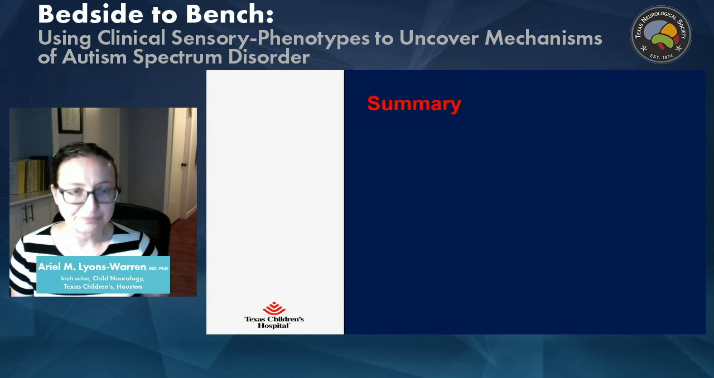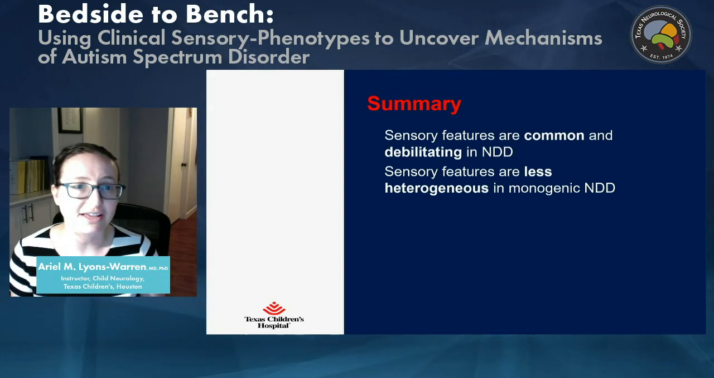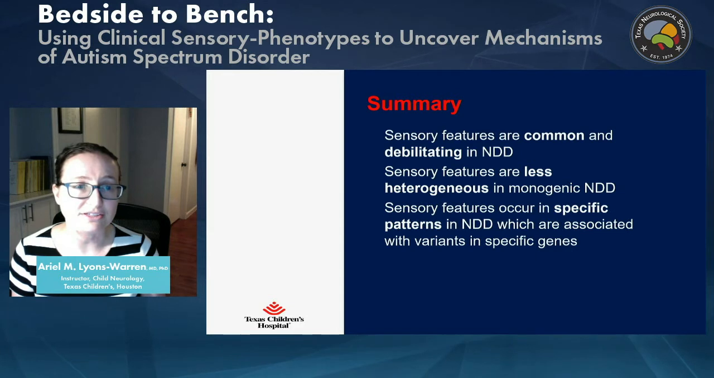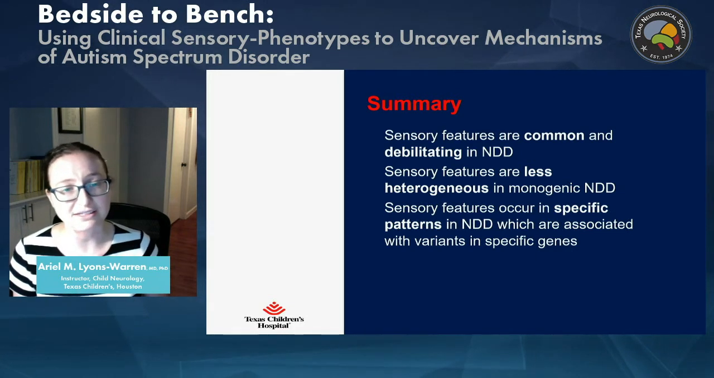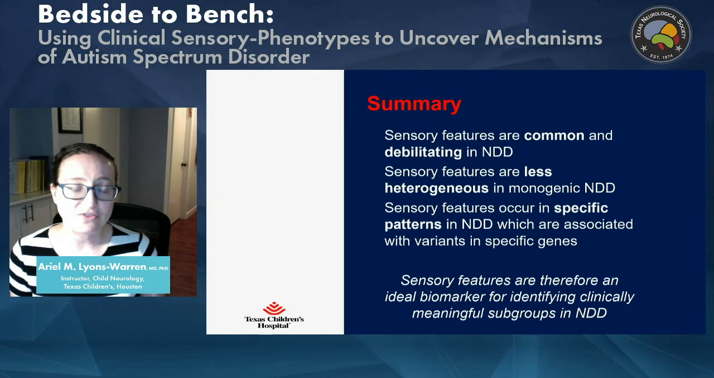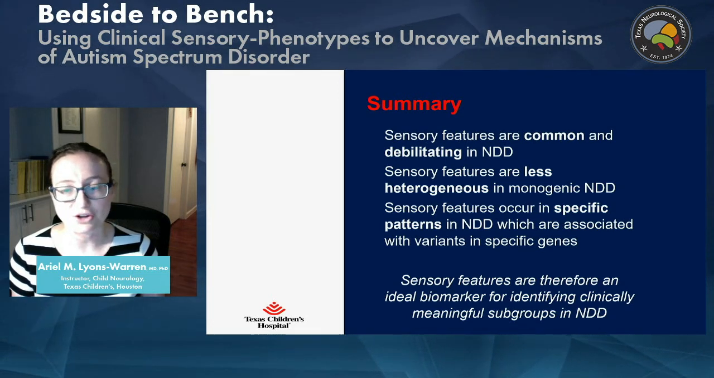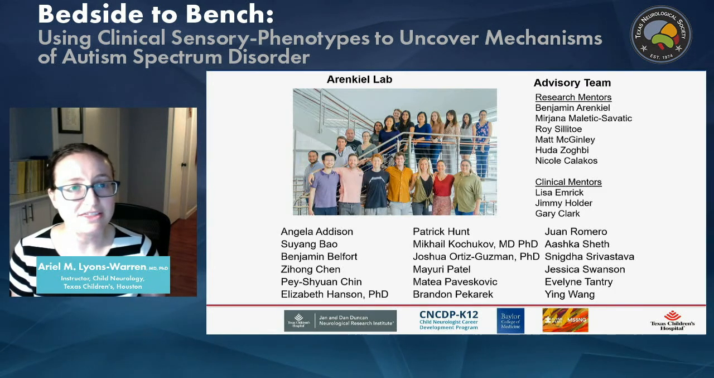So in summary, I hope I have convinced you that sensory features are common and debilitating in our patient population, that they are less heterogeneous in monogenic neurodevelopmental disorders, and that they occur in specific patterns which are associated with variants in specific diseases or specific genes. And for all these reasons, we believe that sensory features are an ideal biomarker for identifying clinically meaningful subgroups in neurodevelopmental disorders.